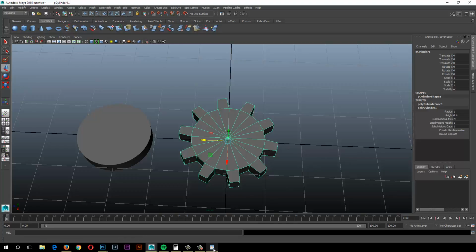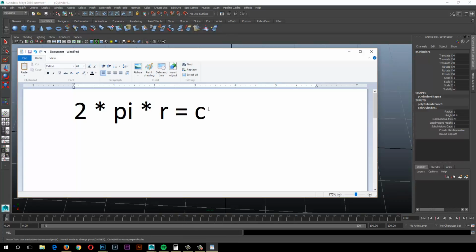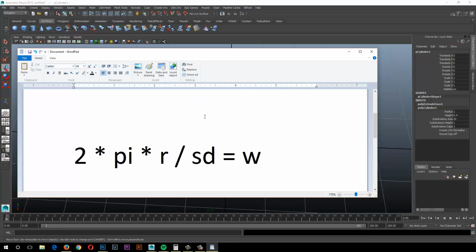So I'm going to open up WordPad here. And if you don't remember your basic, is it algebra or geometry? I'm going to say geometry. The way you find the circumference of a circle is 2 times pi times the radius. So knowing that, we can start to do our math.